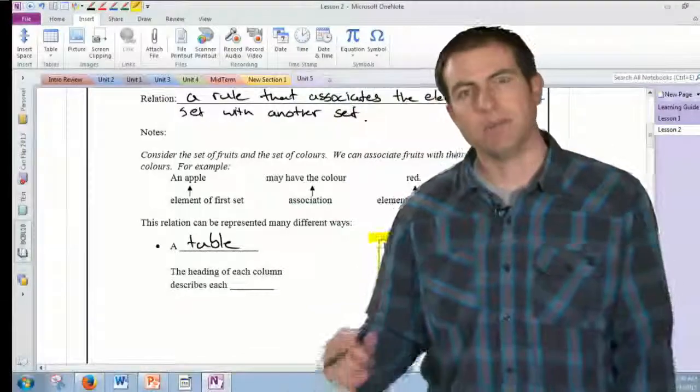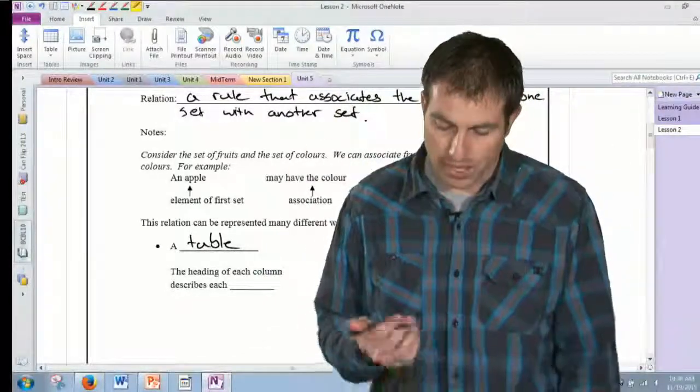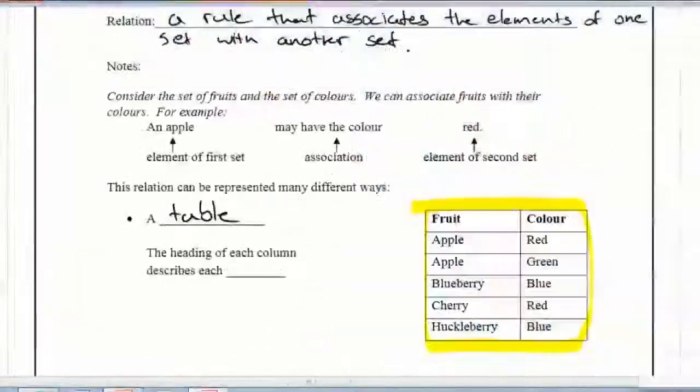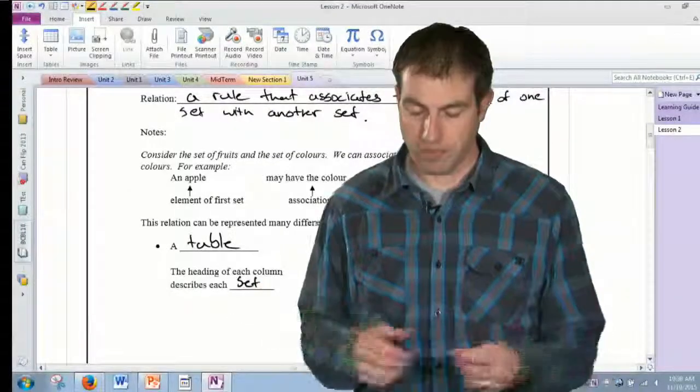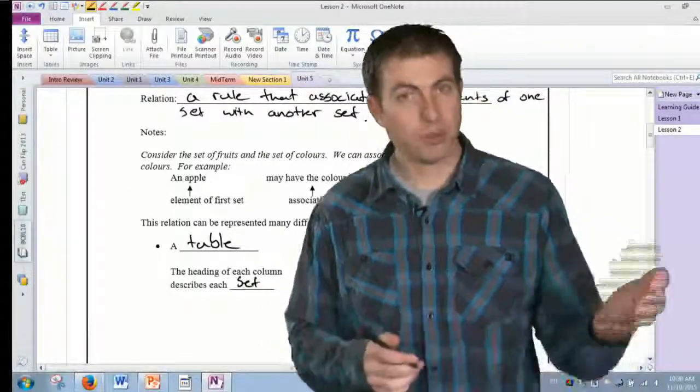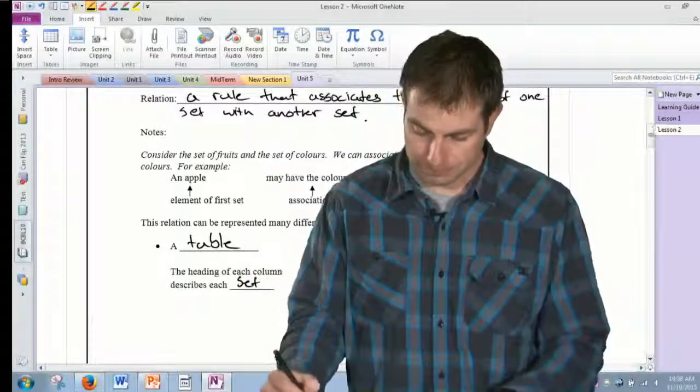So just going back to our definitions, the heading of each column describes each set. So we have 2 sets in this case. We have fruit and we have colors. And those are our 2 sets. And then the color is the thing that relates these 2. So that's the first way we can represent a relation. We can use a nice table like this, and that's it. Just associating the fruit with the color.